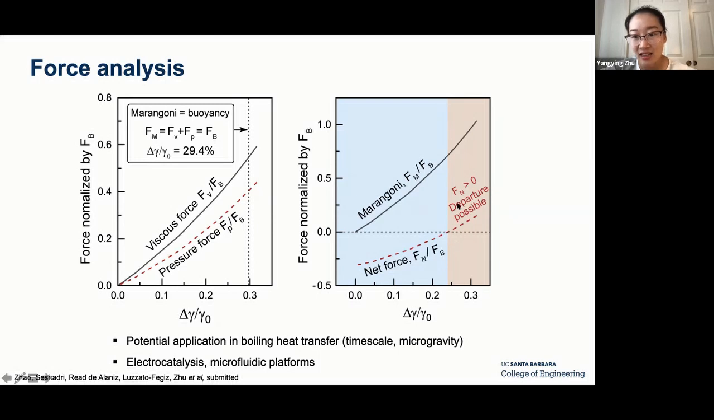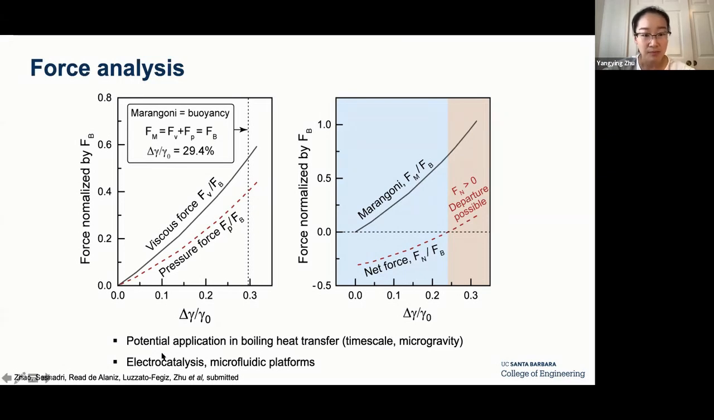In this particular toluene water system, we needed a surface tension change of at least 23–24% for the net force to be positive. Again, I think this photo-Marangoni manipulation platform can potentially be used in boiling, pending that we figure out the time scale. But we're hopeful that this will be a really interesting platform for microgravity applications.